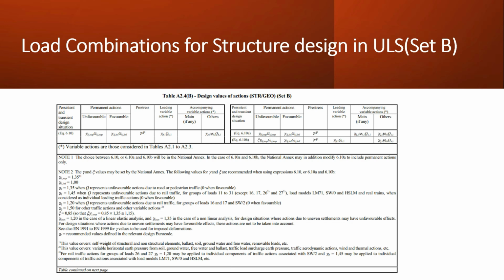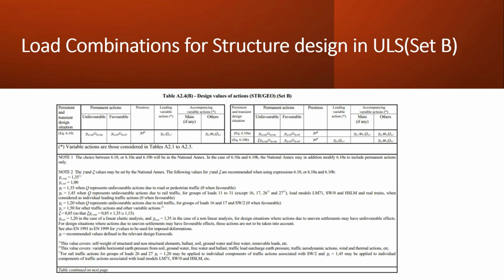So always when we design the structure, we will make the equation according to 6.10a also, and we will make the equation according to 6.10b also, and we'll see what the worst values are. Whatever the worst values come, we use those values for the design as design forces, and we calculate the reinforcement for those forces, right? So all the coefficient values are given here.